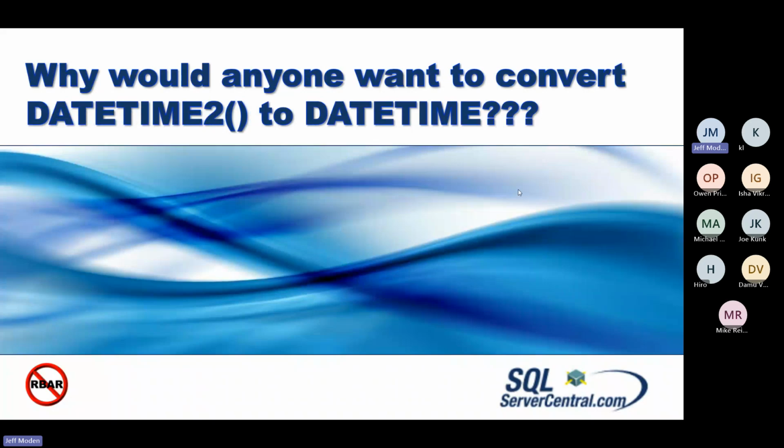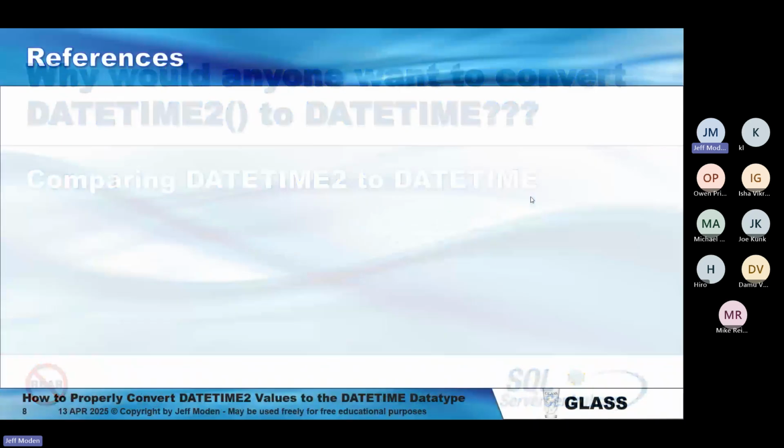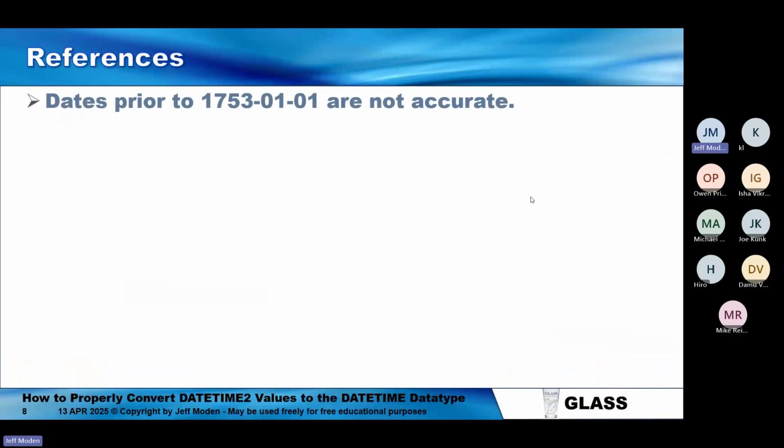So why would anybody want to convert DateTime2 to DateTime? To figure that out, we have to do a little comparison first. So we're going to compare DateTime2 to DateTime. There's a reason why 1753 is the first date for DateTime. Any date prior to that is not accurate because of the Gregorian calendar. The United States and Great Britain started using the Gregorian calendar back in 1752, which was actually prior to the United States becoming the United States.